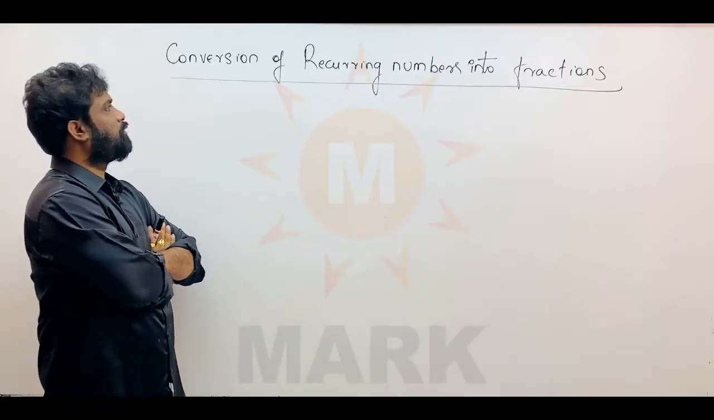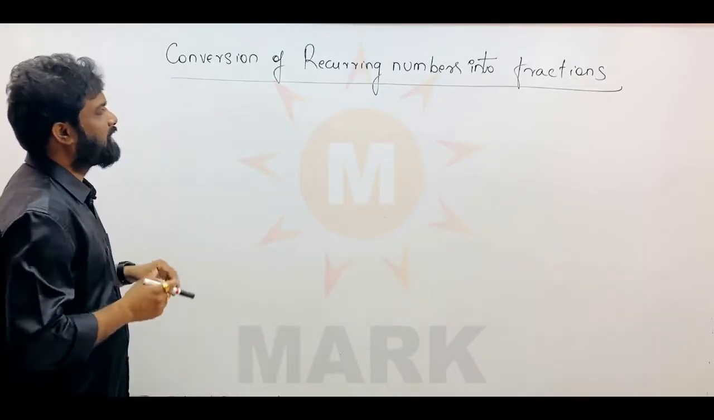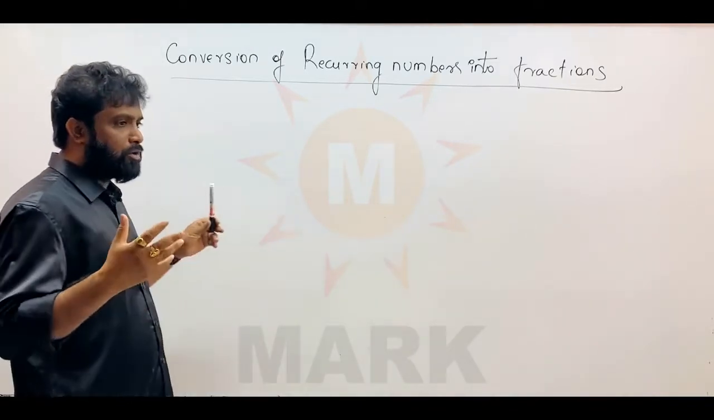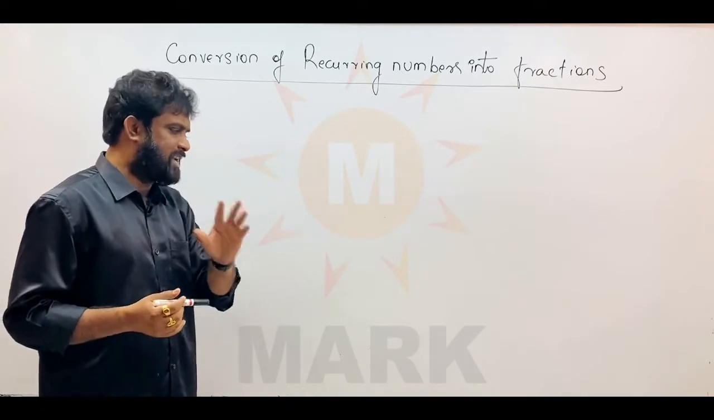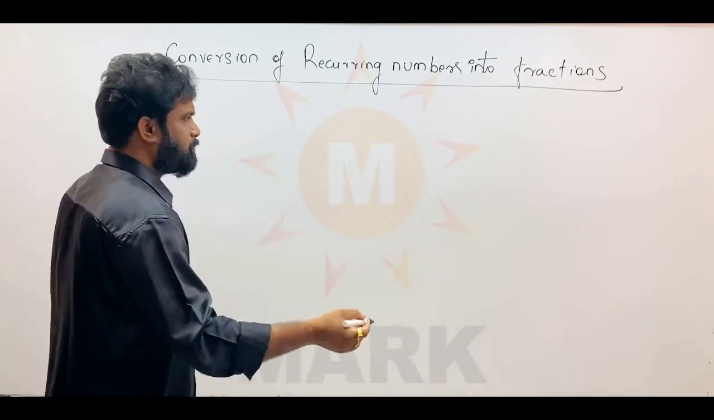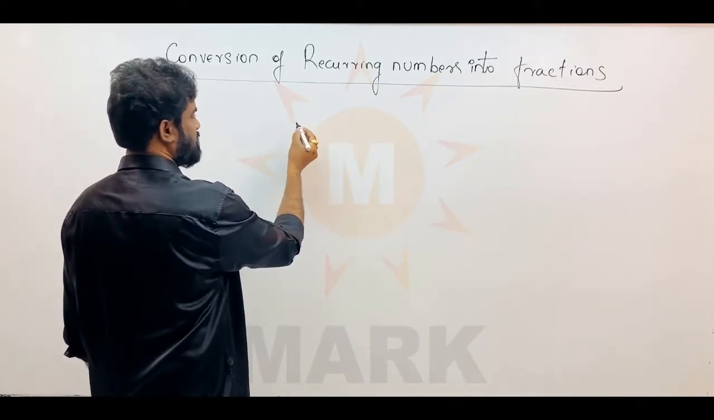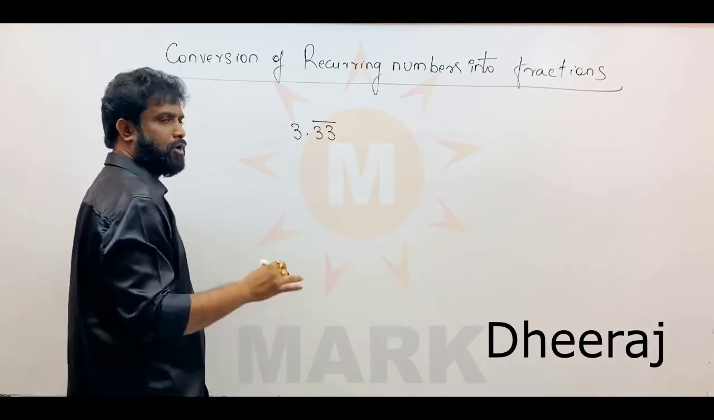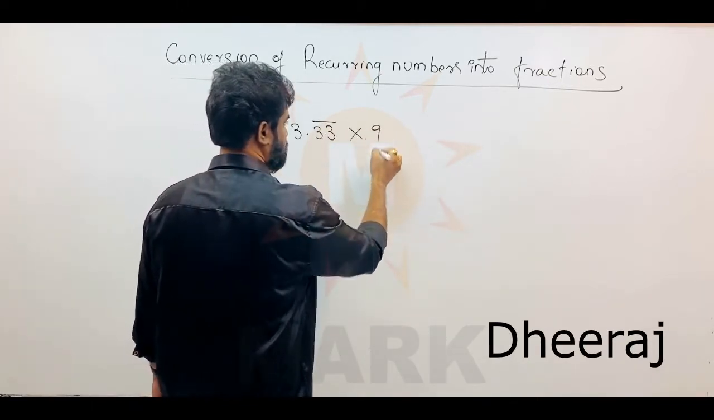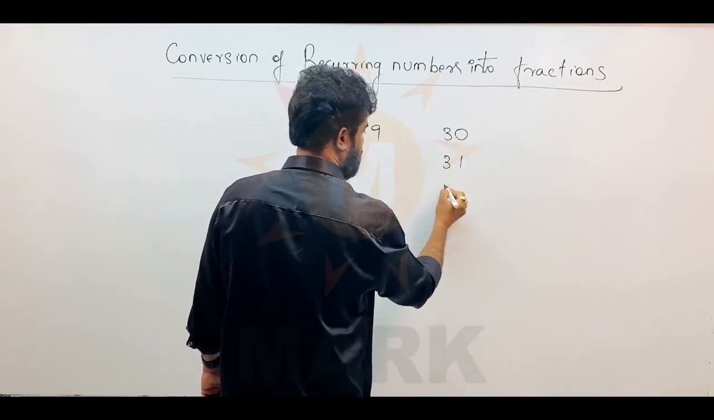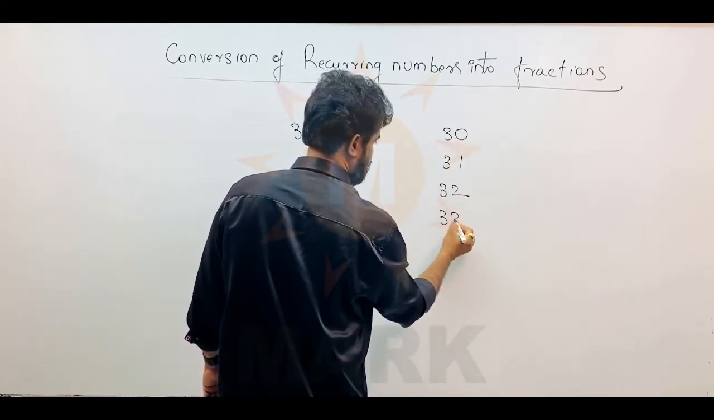Now friends, let us have a look at this topic, conversion of recurring numbers into fractions. First, before going for the actual topic, I will give you a small example to know the importance of this concept. I am giving you a very small question. Find the answer for this expression 3.33 bar into 9. There are 4 options given to you: 30, 31, 32, 33.